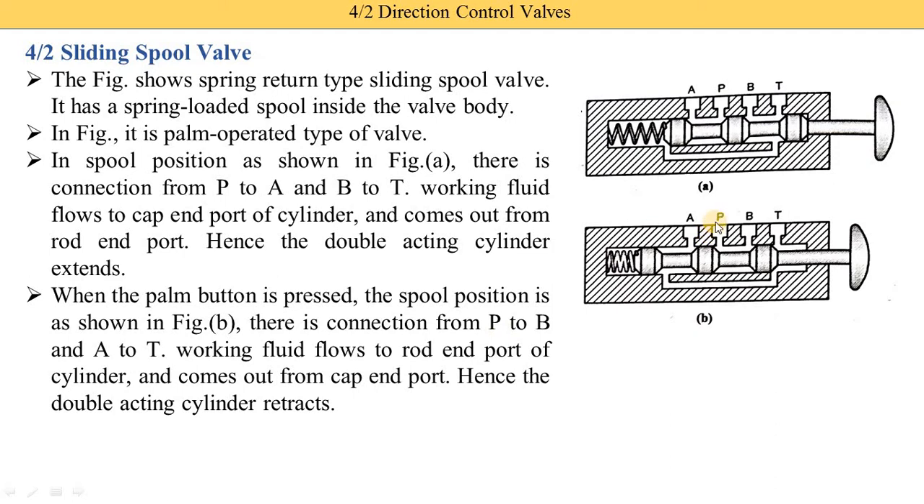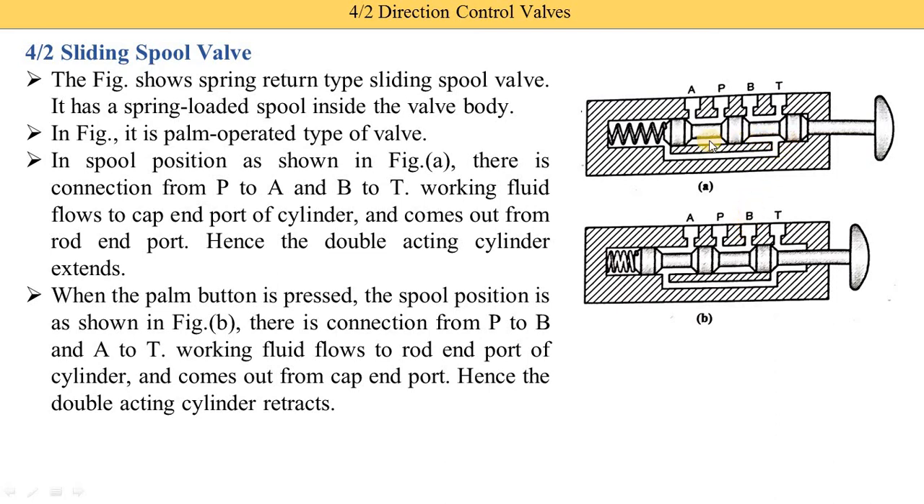Here you see this P port is connected with this B port, meaning oil coming from the pump is supplied to the B port, and from the B port it is supplied to the rod end side of the cylinder. At the same time, the A port is connected with the T port. So when we supply the oil to the B port, from the B port the oil is going to the rod end side.